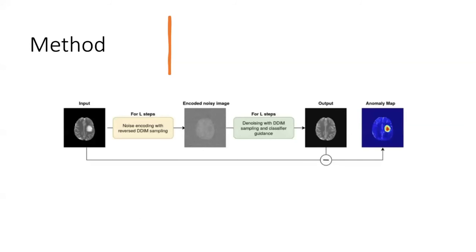Here you can see a typical diffusion process applied to a particular image. If we have an input image and we pass it through L steps, we get an encoded noisy image, and then we can denoise it and get an output where you can see we don't have that tumor highlighted. How did we achieve that? We pass a control, which converts this image into a clean image. Then, calculating the difference between input and output, we get the anomaly map.